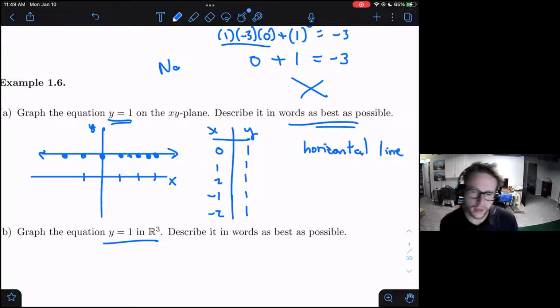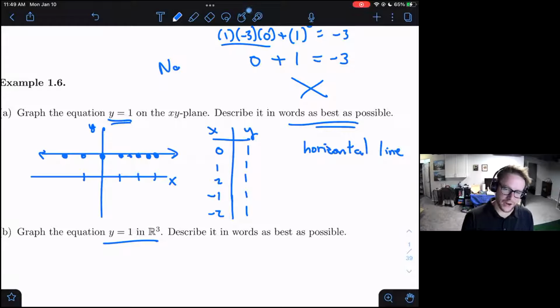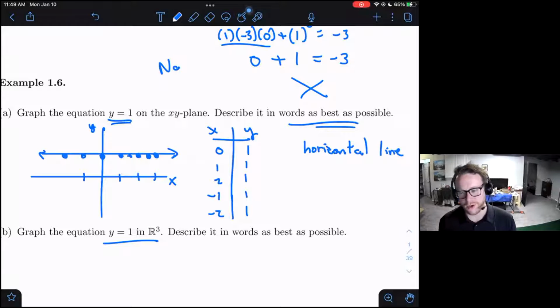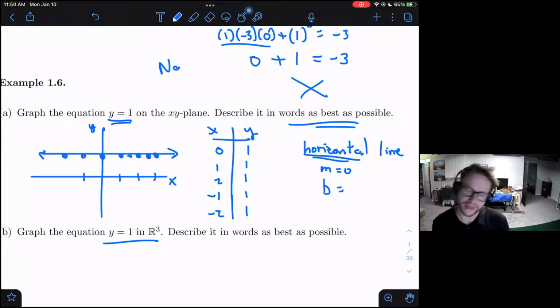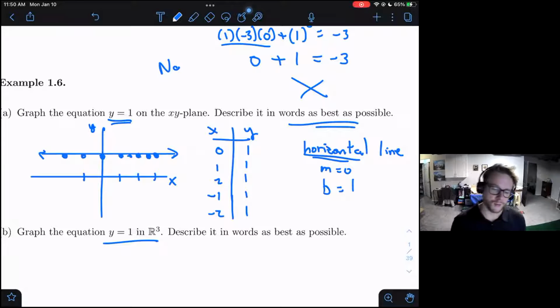We could even specify further. Anytime we have lines, we know that there are really two main parameters that we're interested in, right? The slope and the y-intercept. So horizontal takes care of the fact that the slope is equal to 0. And thinking about this as a y equals mx plus b sort of business, we know that the y-intercept is 1.